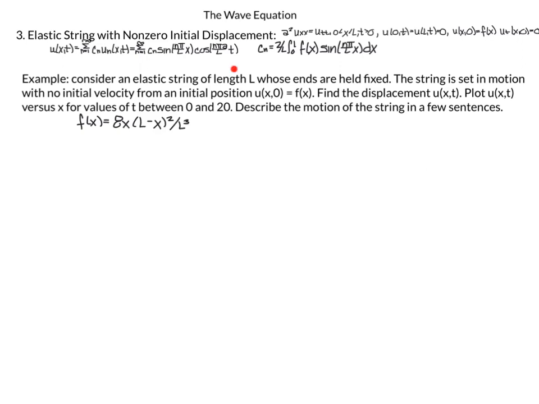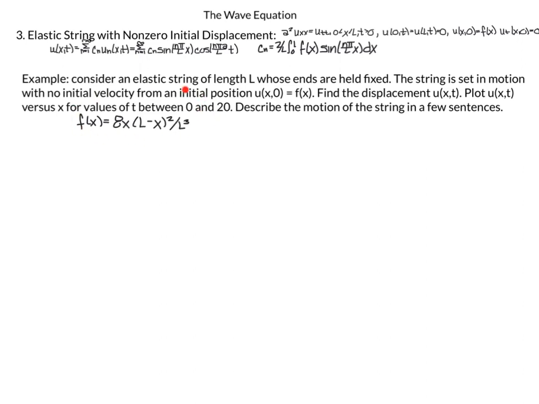Consider an elastic string of length L whose ends are held fixed. The string is set in motion with no initial velocity from an initial position, u of x,0 equals f of x. Find the displacement u of x,t, plot u of x,t versus x for values of t between 0 and 20. I'll also plot u of x,t versus t, and then describe the motion of the string in a few sentences.